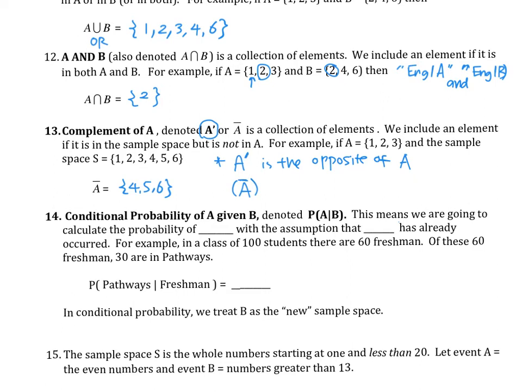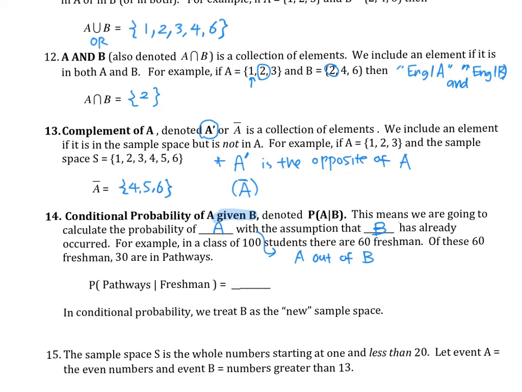The next one is conditional probability of A given B. I'm going to just highlight the given B part, which is written as A and then bar B. This means you're going to calculate the probability of A with the assumption that B has already happened. Another way to interpret this is A out of B.